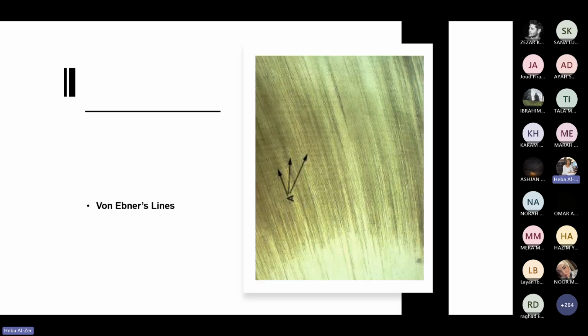As you can see here, they are really like 2 micrometers apart, really adjacent to each other. We really need high magnifications to see them. These are, of course, the dentinal tubules.